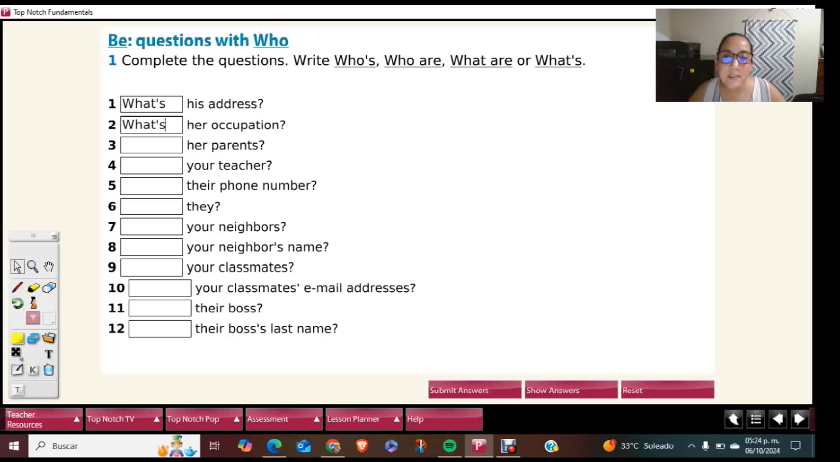Her parents. Are the parents people? Yes. The parents are persons, they're people. So we're going to use who because who is for people. Am I going to say who's or who are? Who are because parents, it's plural. Who's your teacher? The teacher is a person and it's singular. Phone number.